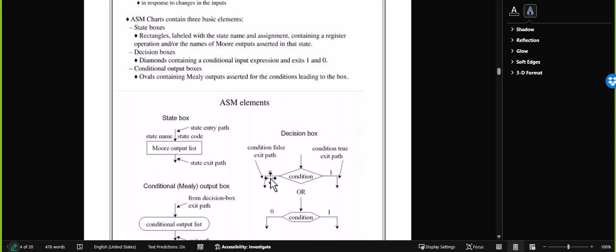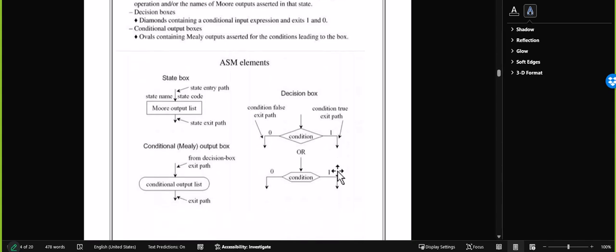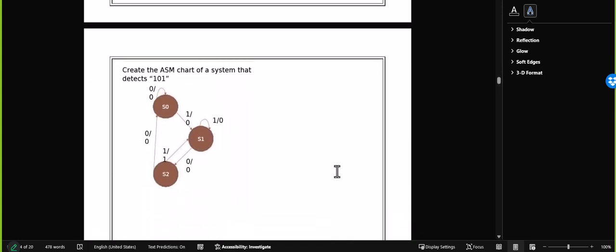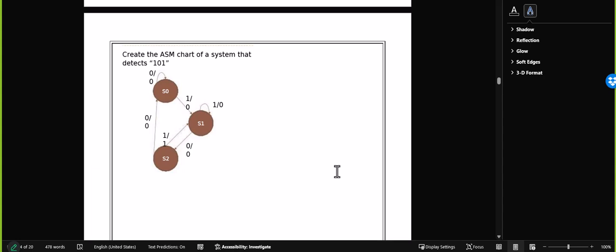ASM charts have three basic elements. You have a state box, a rectangle with the state name, and you might have the outputs on there. You have decision boxes, which are diamonds. And then you have ovals for Mealy outputs. This will just make more sense when we do one.